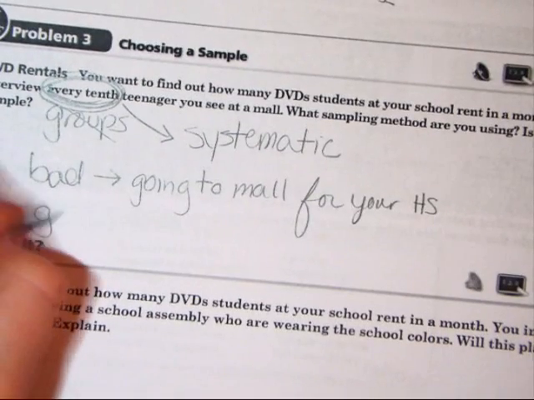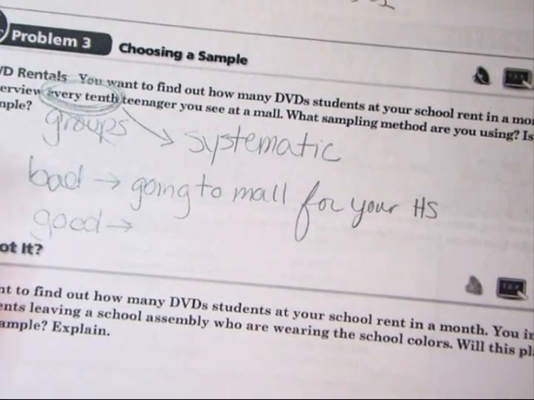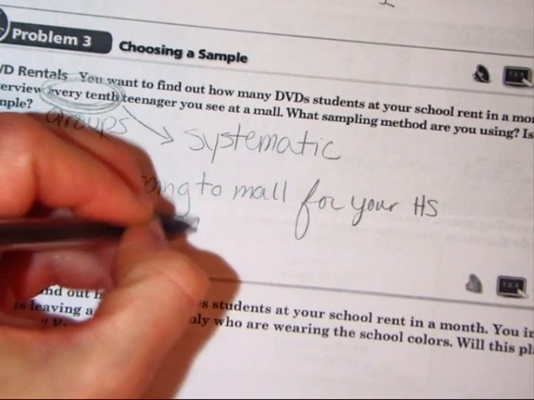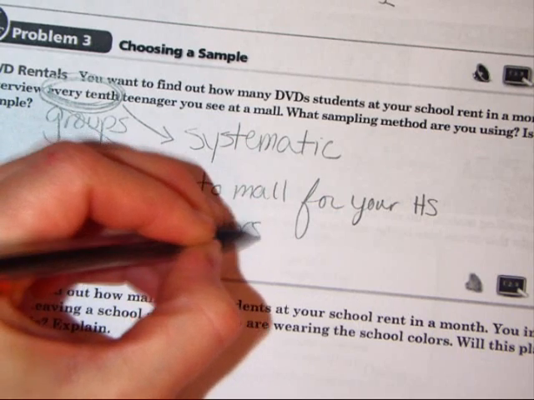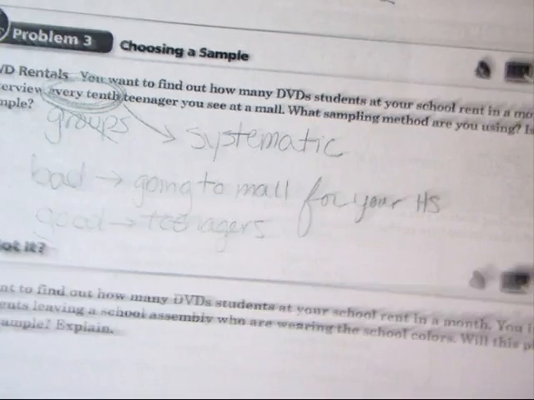Now, is there anything good about it? Are they doing anything right? Yeah, they are doing one thing right. They're interviewing teenagers. So, it's good and it's bad. They're interviewing teenagers, that's good, but it's really not that great of a survey because they're going to the mall for something that represents your high school.